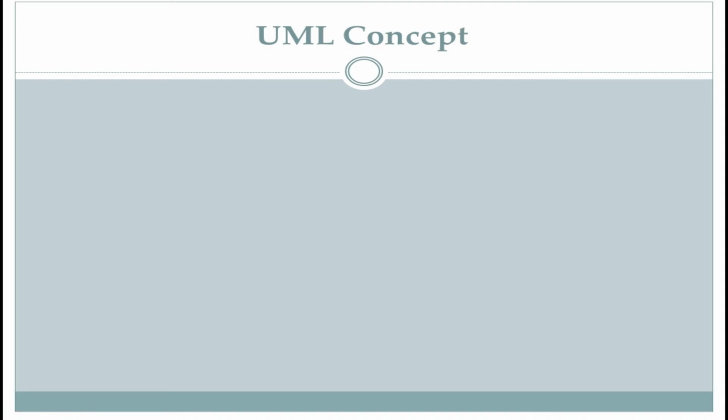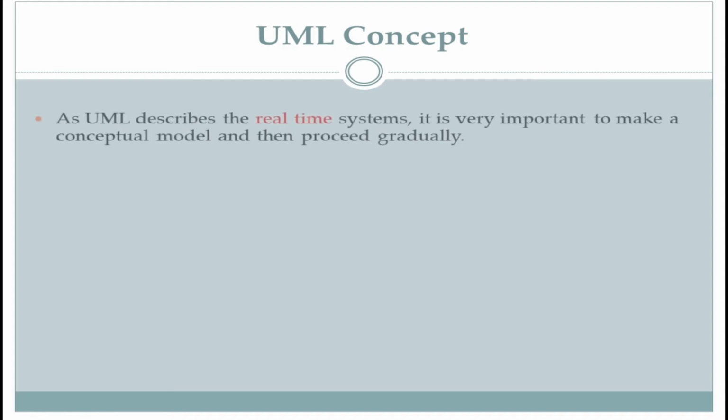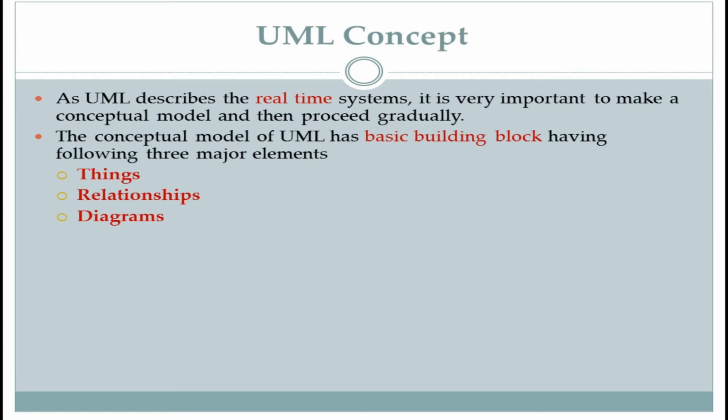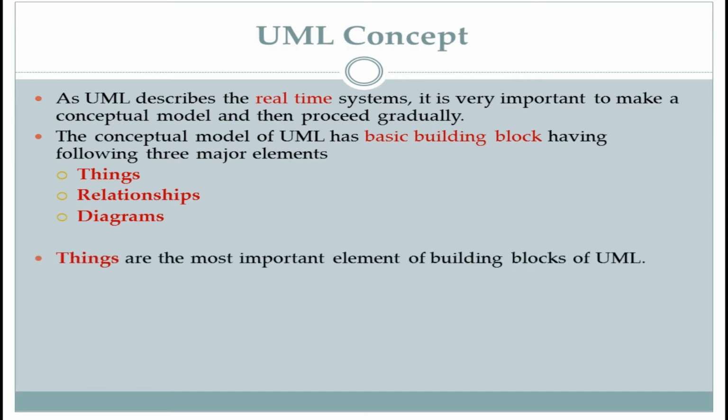Now we will see another topic from this chapter. It is UML concepts. As UML, or Unified Modeling Language, describes real-time systems, it is very important to make a conceptual model and then proceed gradually. The conceptual model of UML has basic building blocks, which have three elements: things, relationships, and diagrams. We will see the first element, which is things. Things are the most important element of the building blocks of UML.